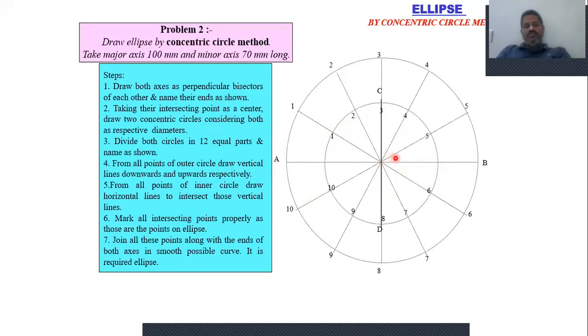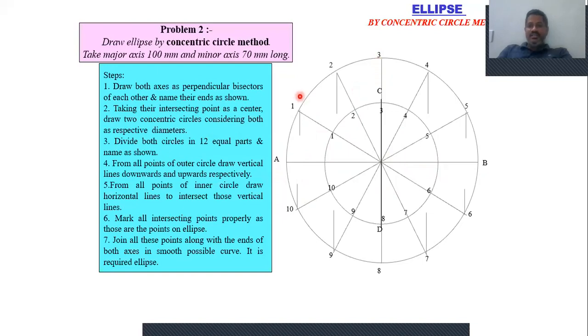So now drop the vertical lines. Drop the vertical lines from the upper portion of the major axis circle. Now you can see here. So draw the vertical line from the upper portion of the major axis circle like this. So exactly at this point we will get the same line itself. So drop the vertical lines like this. And similarly, from the bottom portion of the major axis circle also, draw the vertical lines like this.